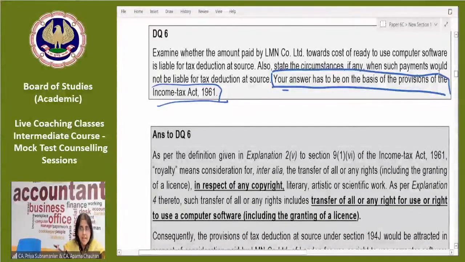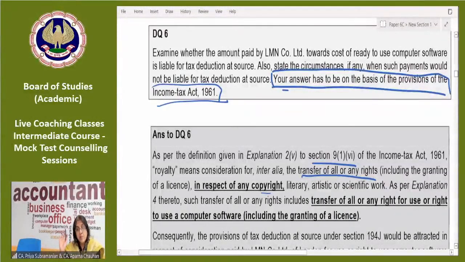Had some DTA been given to you, your answer would be completely different from the answer which has to be given on the basis of the provisions of the Income Tax Act. Okay. Now, cost of ready-to-use computer software. Now, let's see the definition of royalty again. Royalty in 9(1)(vi) includes transfer of all or any rights in respect of any copyright, literary, artistic, or scientific work. There are many other aspects to royalty also, but this is the relevant aspect in this case. It's consideration for transfer of rights.